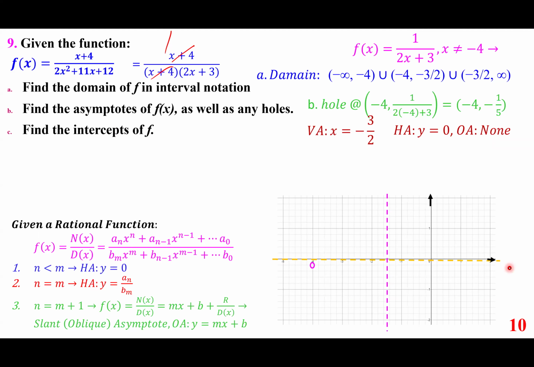Find the intercepts. Well, to find the intercepts, x is 0, find y; y is 0, find x. So x-intercept, you set y equal to 0, and there is none.